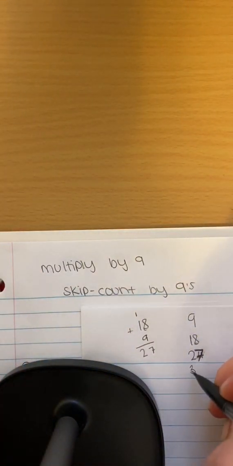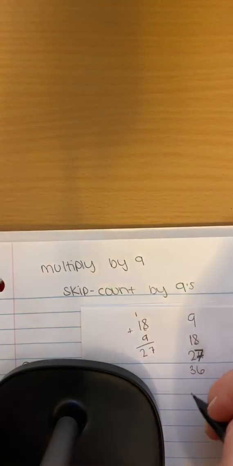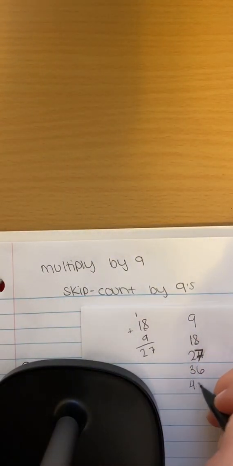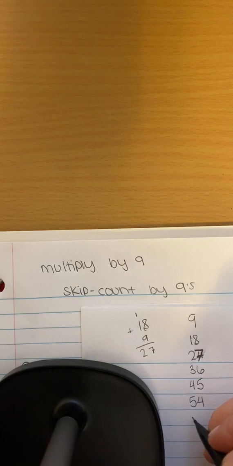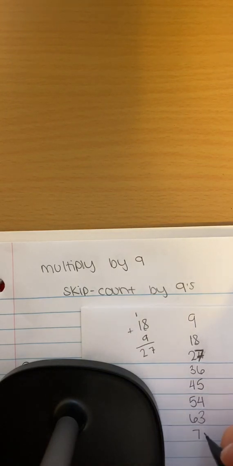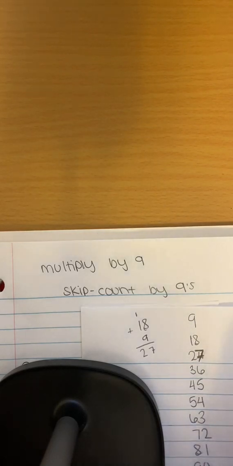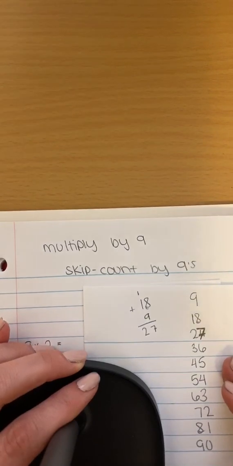But 27 plus 9 is going to be 36. 36 plus 9 is going to be 45. 45 plus 9 is going to be 54. 54 plus 9 is going to be 63. 63 plus 9 is 72. 81, 90. So I want you to look in our ones place.